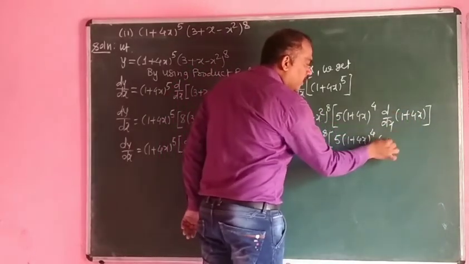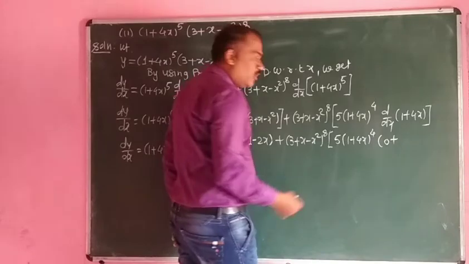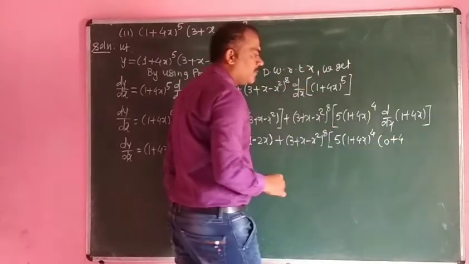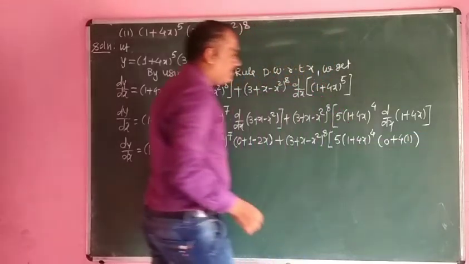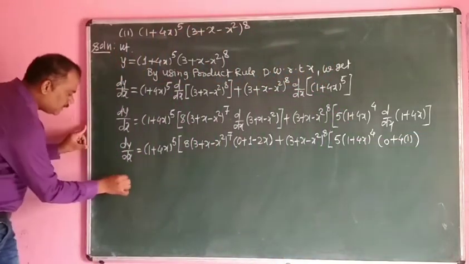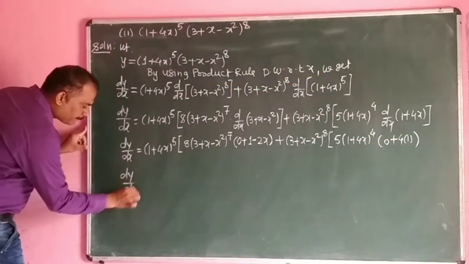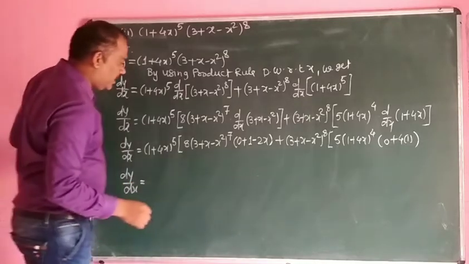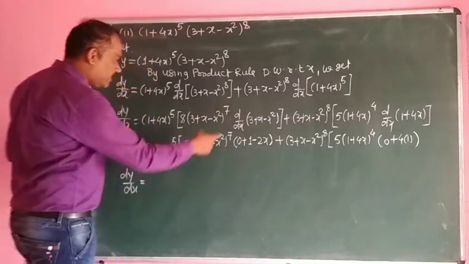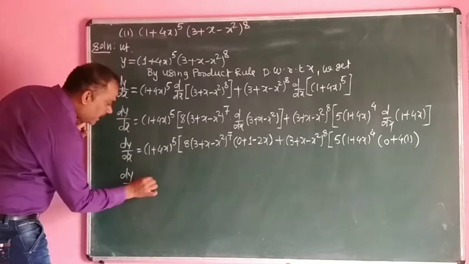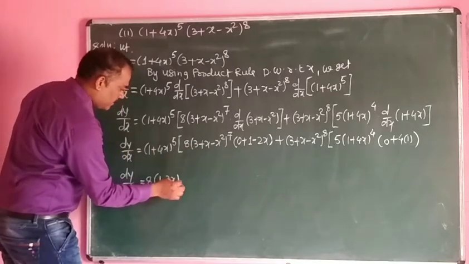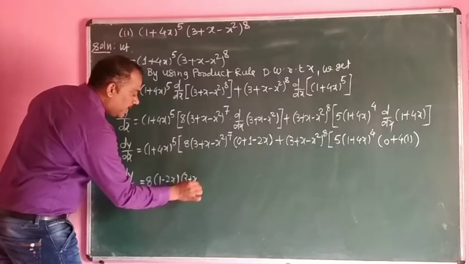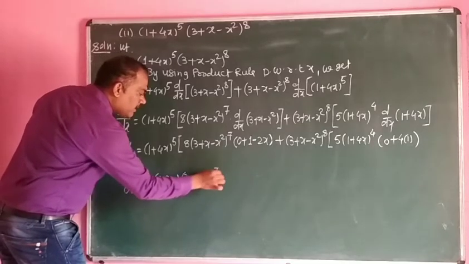What is the derivative of 1? 0. Plus 4 is a constant, so we take it outside. The derivative of x with respect to x is 1, so that is 4 into 1. Now we have to simplify it. dy/dx is equal to, here, 1 minus 2x, we can write in the beginning. It is 8 into (1 minus 2x) into (3 plus x minus x square) raised to 7.